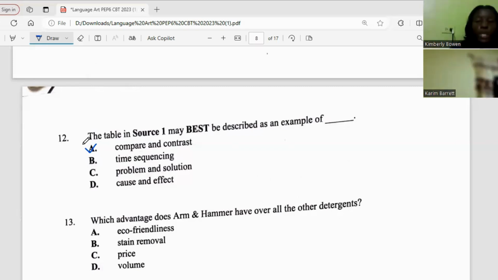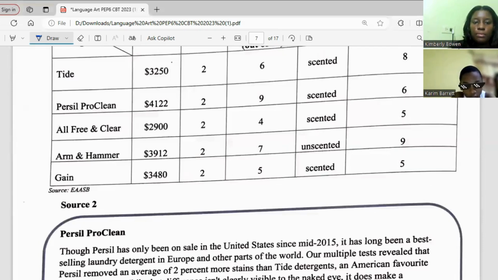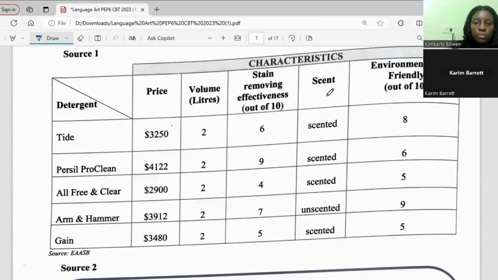All right. Which advantage does Arm and Hammer have over all the other detergents? Look back at the table. So the price is not the cheapest. The volume in liters is the same. The stain removal effectiveness out of 10. It looks like that's the advantage, but let's look at the other options. It is also environmentally friendly because it has the highest mark.